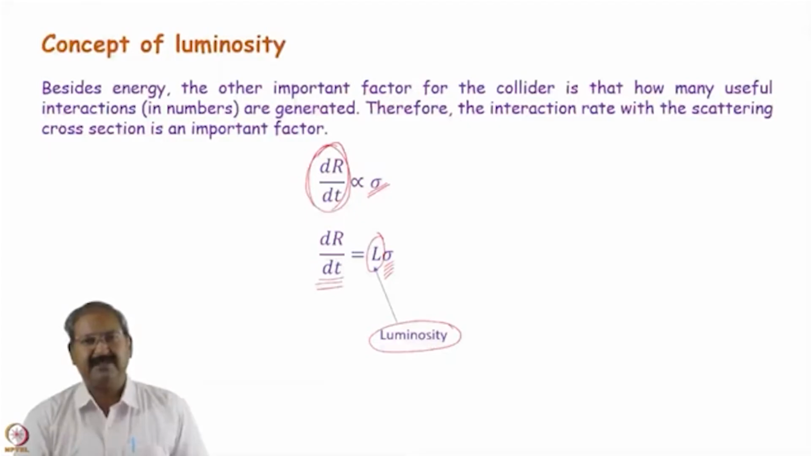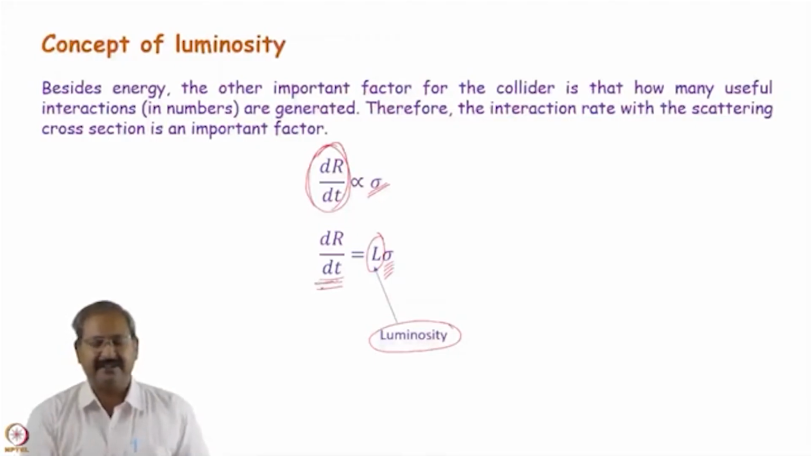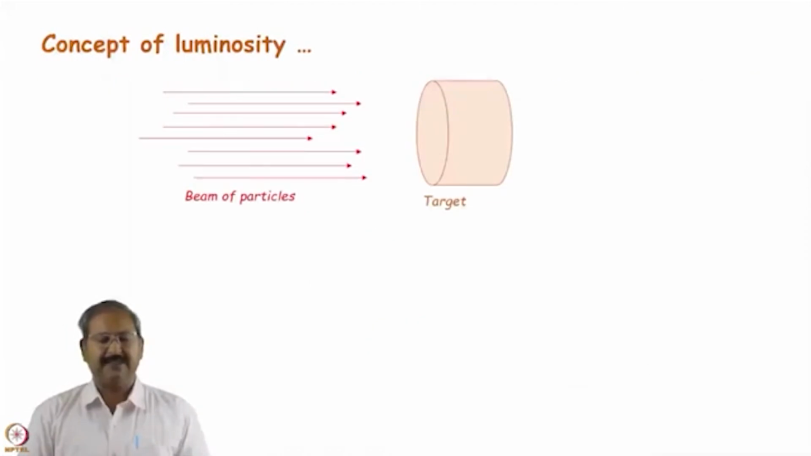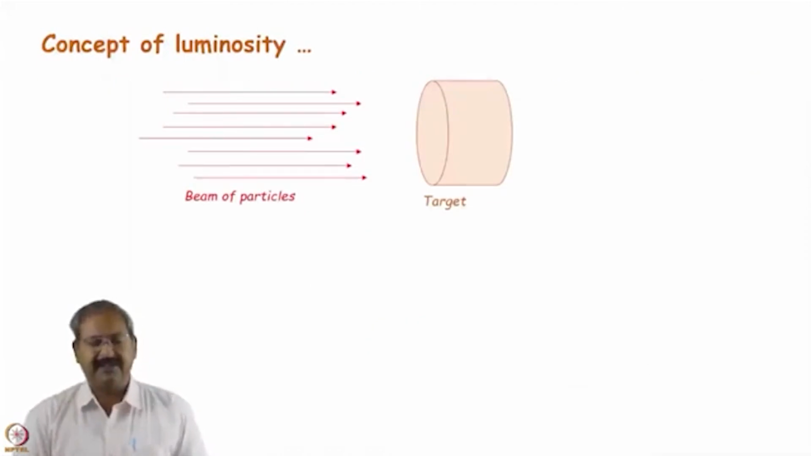Because detectors cannot detect events if they are very, very rare. So for reaching the detection limit, dR/dt has to be increased, so this luminosity has to be increased. Like in the case of synchrotron radiation sources, we have seen that emittance has to be reduced. In the case of spallation neutron sources, we have seen that beam power has to be increased. And in the case of colliders, luminosity has to be increased.